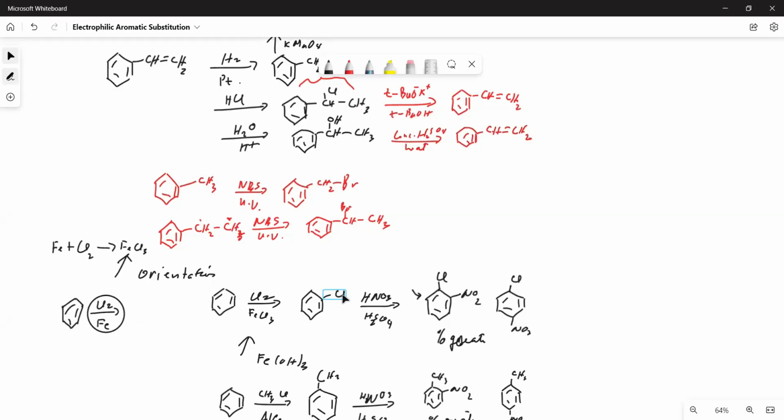Kasi exception yan. So if you subject this chlorobenzene to nitration reaction, which utilizes these reagents, the electrophile here is NO2+. And since chlorine is an ortho-para director, then you will have two products, one at the ortho, another one at the para. And which one do you think will be greater in terms of yield? Is it the ortho or para?